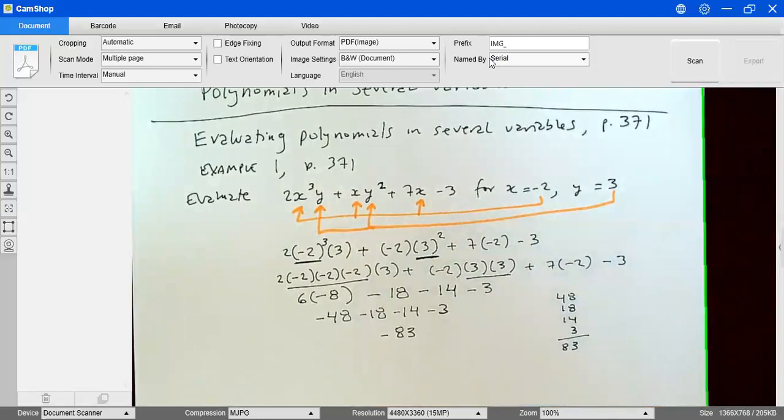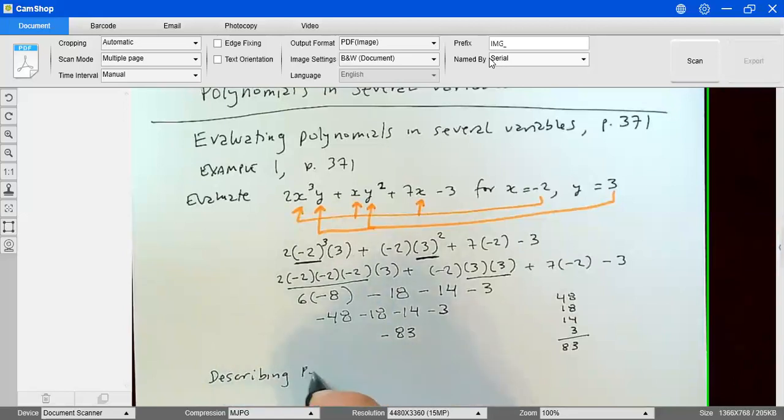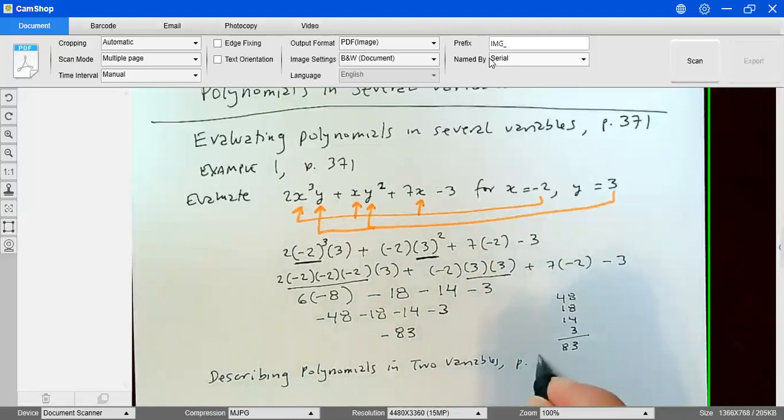So now we're going to work on another different kind of problem. So we're going to work on describing polynomials in 2 variables. So this is on page 371. So we're going to use terminology. So we're going to solve one example to see this.